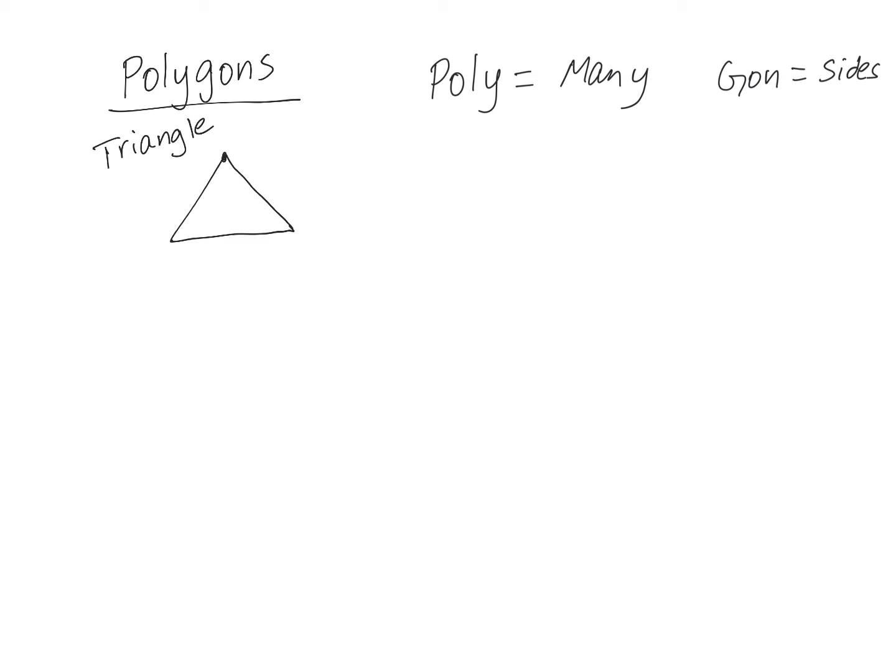Where two lines meet, that point is called a vertex, or vertices. And this part is called the side. Another common polygon that we work with is a square or a rectangle. So again, we have vertex, we have side.